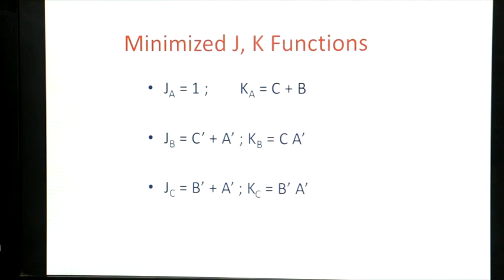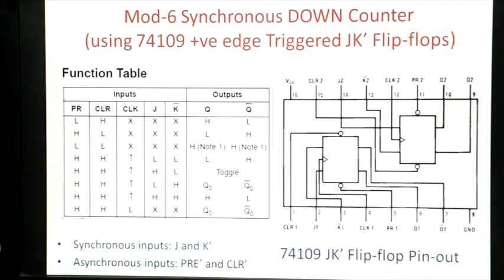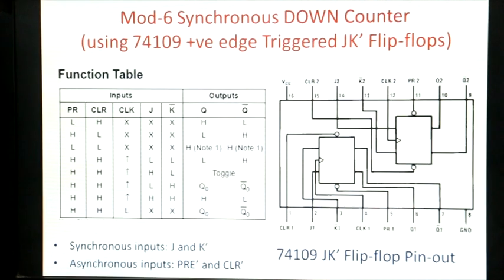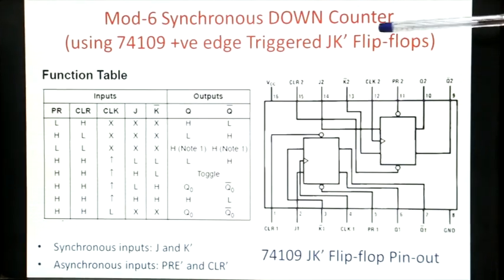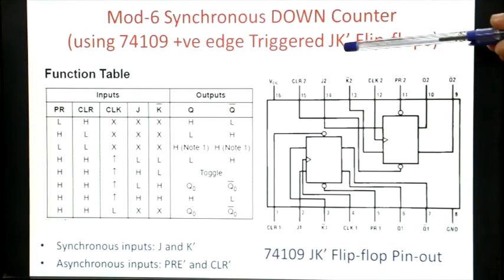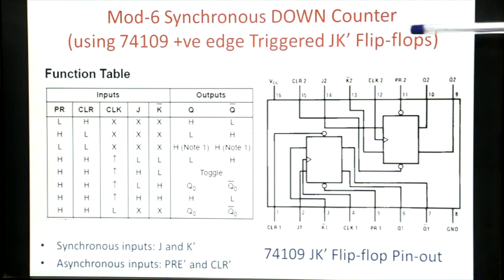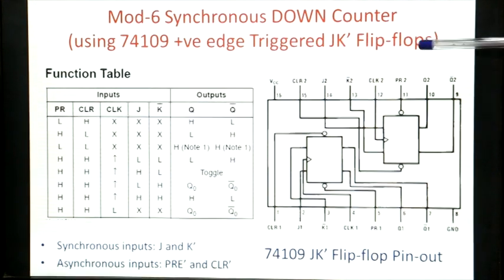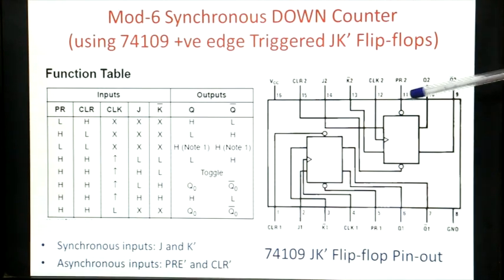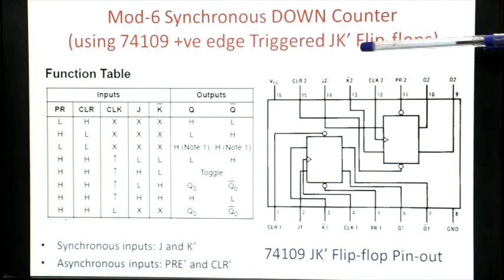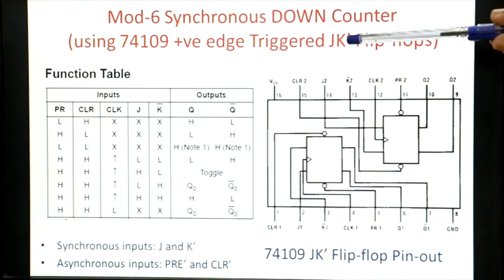Now we have used a 74109 positive edge triggered JK flip-flop. Now this is not a JK, this is a JK bar flip-flop. You might wonder why they have made a flip-flop like this. They have done it in such a way that if you want to use this as a D flip-flop, then you can just connect the J.